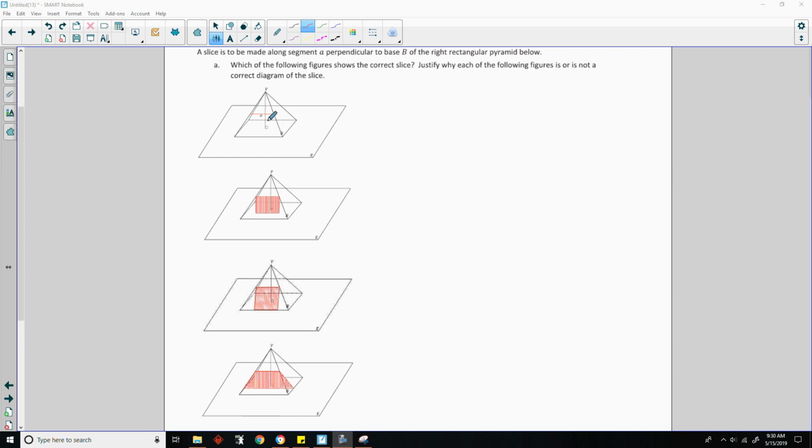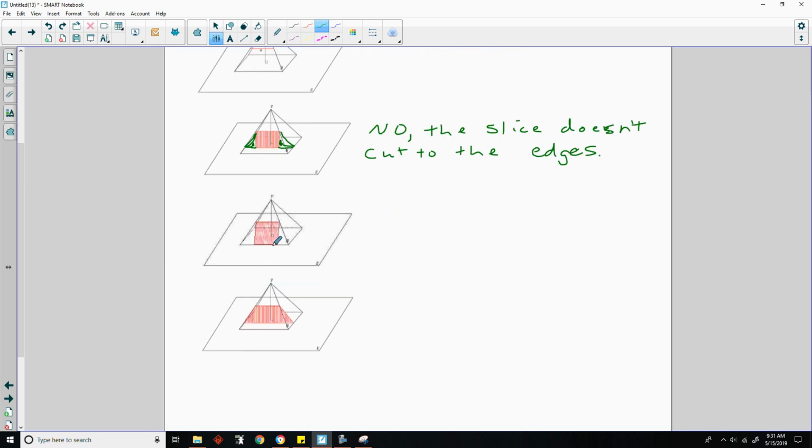All right, so we're starting with this. This is the mark, so we're starting here. We're cutting straight down. Is this the perpendicular slice? And the answer to that is no. And the reason is that this would have to come over all the way to here and cut this out. So it's missing all this piece here on both sides. So, no. The slice doesn't cut to the edges. All right, this one, definitely not.